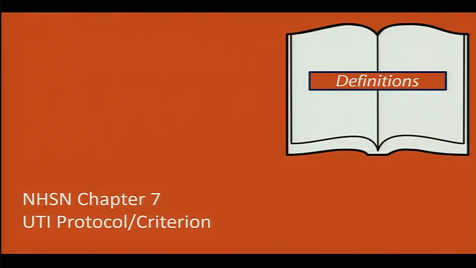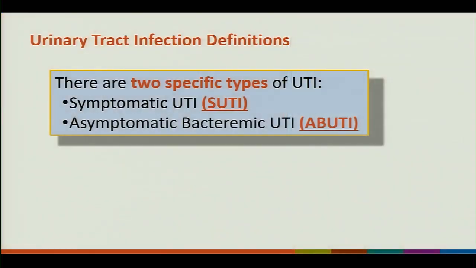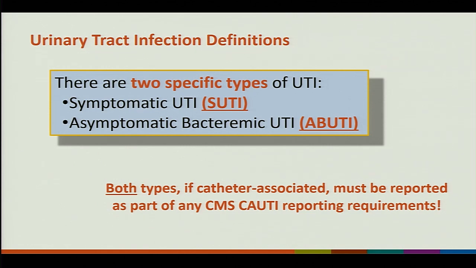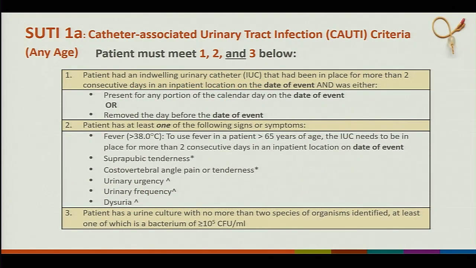So let's put it all together. There are 2 specific types of UTIs: symptomatic and asymptomatic. Both types, if catheter-associated, must be reported as part of any CMS CAUTI reporting requirements. So now we're going to go through our protocols here one by one.